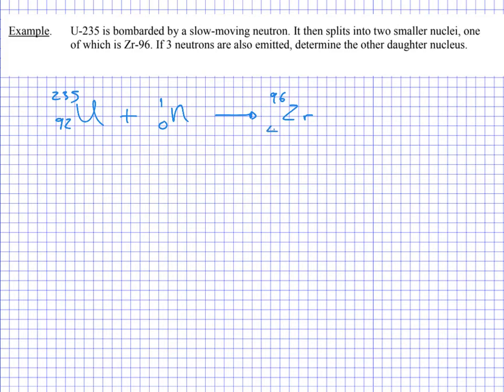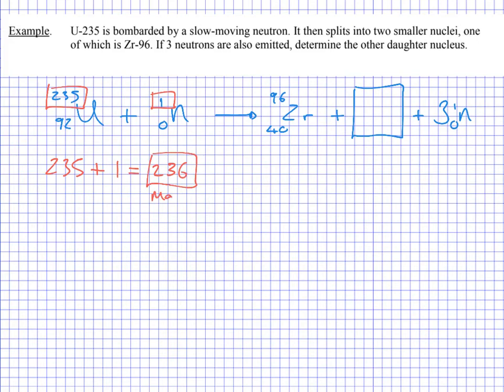Zirconium on the periodic table has atomic number 40, plus, what are we told? 3 neutrons. Well, there's going to be something, the bit that we're missing, it's going to be here, that's a daughter nucleus, plus 3 lots of neutrons. Okay, so let's keep track of these top pieces. This is 235 plus 1. So 235 plus 1 means we are keeping track of 236 atomic mass units. That's our conservation of mass.